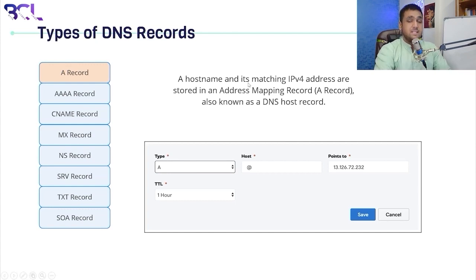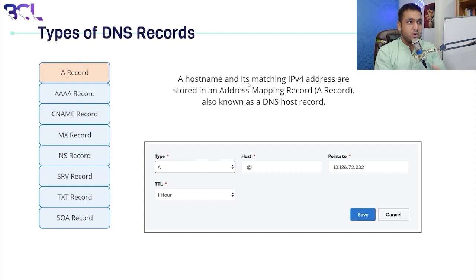So now we're going to talk about types of DNS. So what is DNS? DNS is domain name system. There are a total of 8 types of DNS records: A record, AAAA record, CNAME record, MX, NS, SRV, TXT, and SOA. SOA is not a very renowned one, but I'm still going to tell you about it.